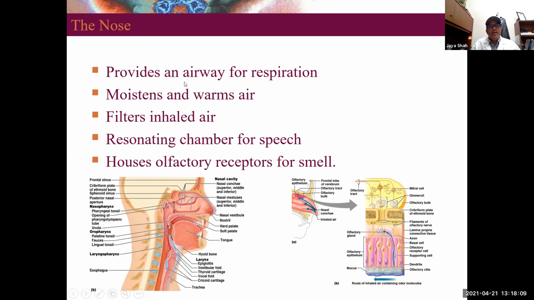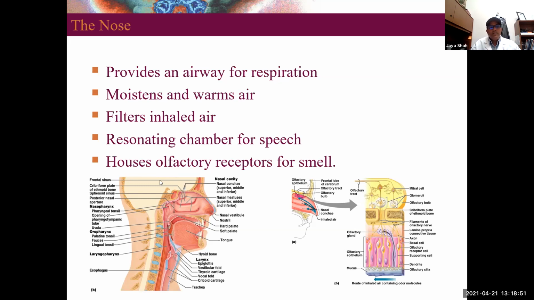So the nose provides an airway for respiration. It adds some water to the air if the air is very dry, and warms the air if the air is cold, making it body temperature, and then it passes down through the pharynx to the larynx and then trachea. The nose has another function. Due to these turbinates, it also helps as a resonating chamber for speech. So if you have nasal congestion and these conchae are all congested and then you talk, you have a nasal voice because your resonation function is gone.